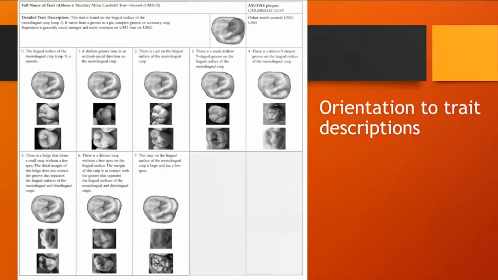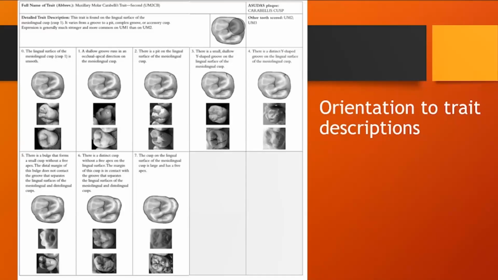And now let me provide you just a little bit of orientation to the trait descriptions and the format of the descriptions. So this is a page out of a manual that I put together that you don't have to study, but is available to you. And it provides you the name of the trait and that abbreviation.